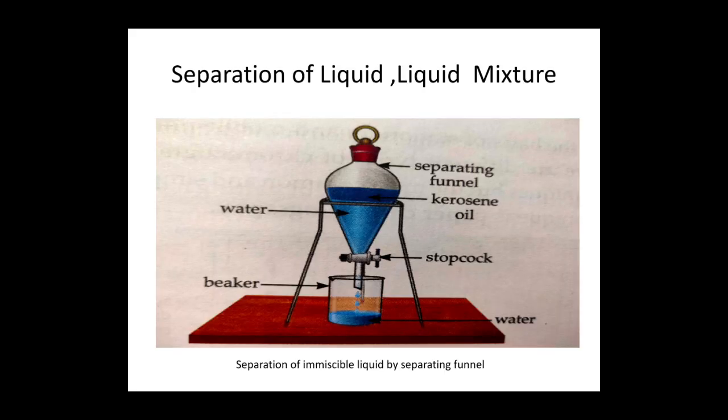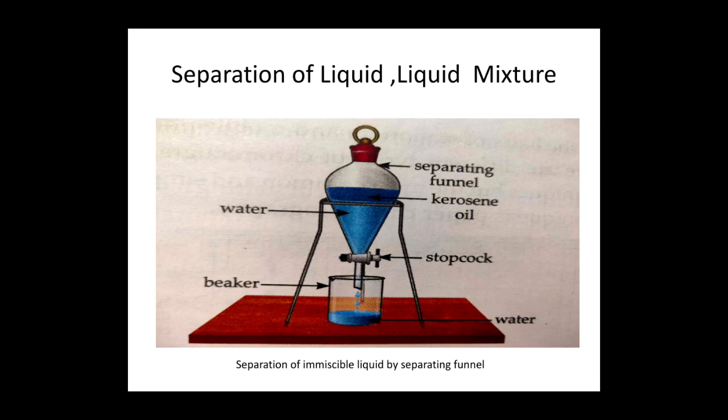Now, after this, I am going to explain the separation of immiscible liquids by using a separating funnel, or you can say using a separating funnel for separating a mixture of liquids which are immiscible. So two immiscible liquids can be separated with the help of a separating funnel. It is a pear-shaped funnel made of glass that has a stop cork at the bottom, as you can see in the diagram. The stop cork is used for pouring out the liquids.